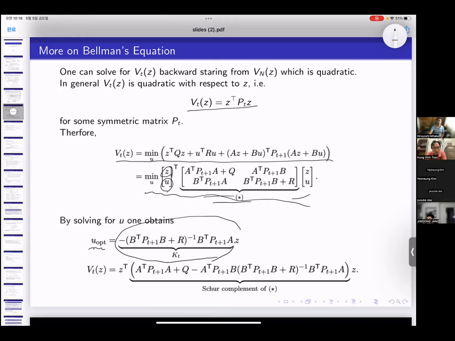And that u turns out to be denoted by u sub optimum, and it can be written in terms of B, P, and A and z. So the optimal control action at a certain state is determined by the current state. Therefore, the optimal value can be written like this, but I think that's not the critical part.